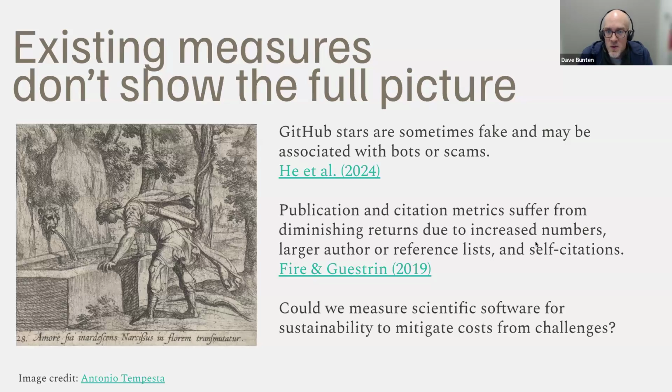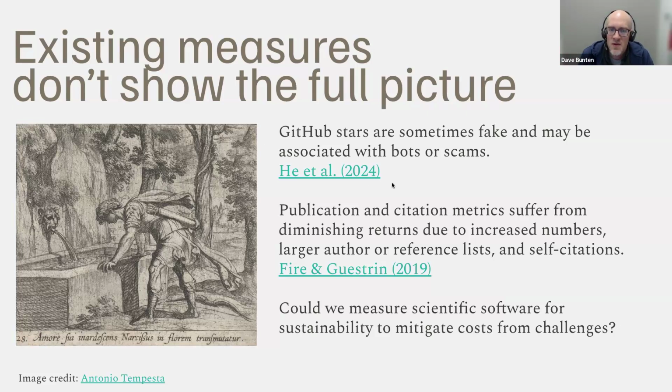I think it's also worth noting that existing measures don't really show the full picture. GitHub stars are sometimes used to estimate software impact or how a certain piece of software is doing, but they're sometimes fake and might be associated with bots or scams. There was a preprint put out in 2024 that cited how some of this is happening, and it's really kind of scary, actually. When you think about GitHub stars and how prolific they've become, and I think we've all seen those repositories with those graphs showing the star chart going up and up and up, how many of those are really real?